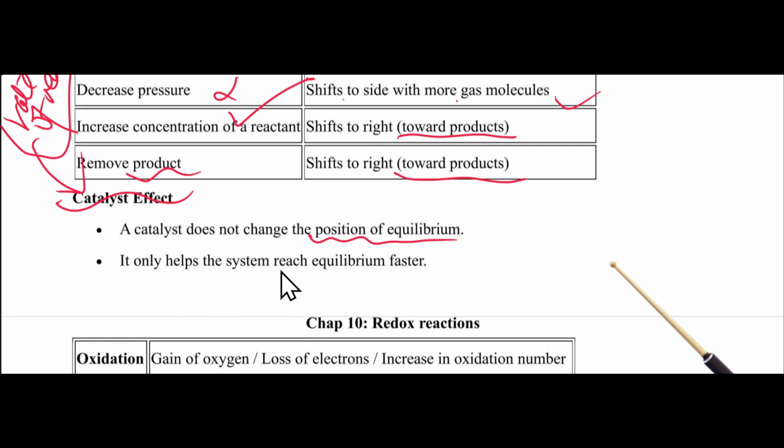Okay, it only helps the system to reach the equilibrium faster, but it will not change the position of the equilibrium. It will not help the right side or the left side. Okay, so equilibrium will never shift to left or right because of a catalyst. So there are only three main factors that can shift the equilibrium: temperature, concentration, and pressure.